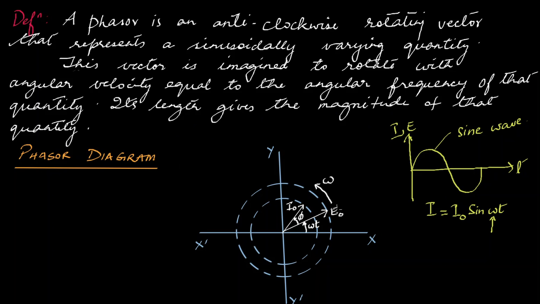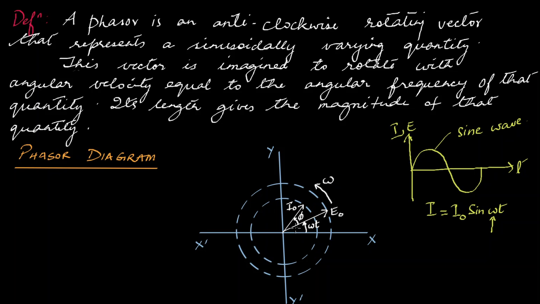Now this is the diagram. We have two vectors here, I naught and E naught. You can clearly see here that E naught is larger than I naught, which means that the magnitude of E naught is larger. And these two vectors are rotating in the anti-clockwise direction with an angular speed omega.